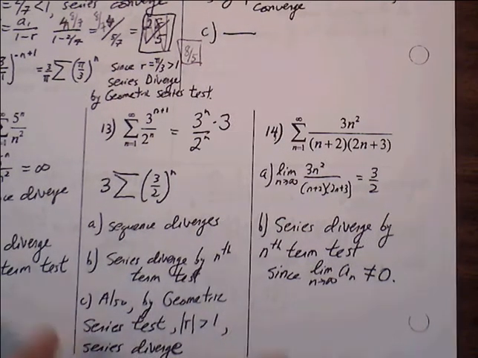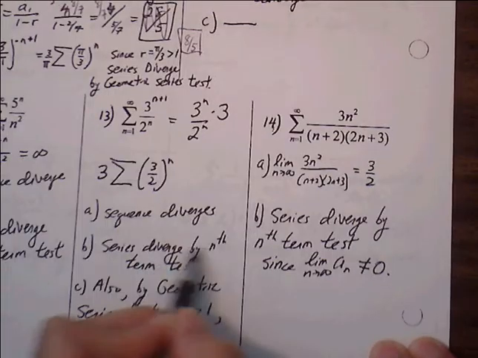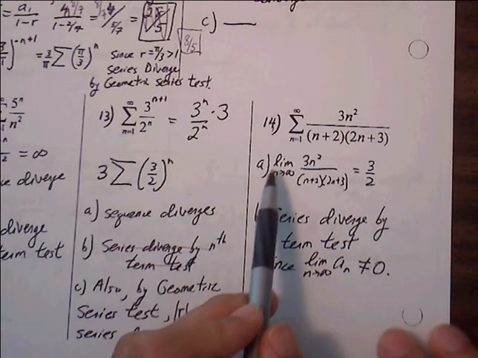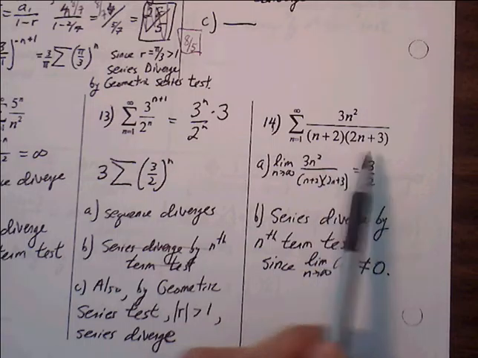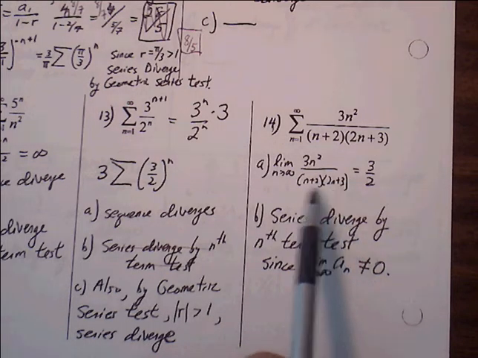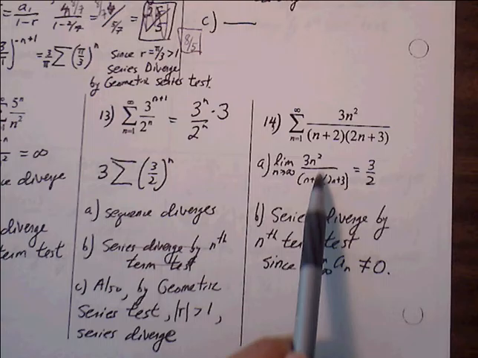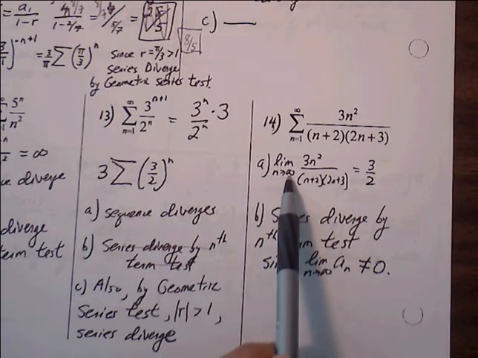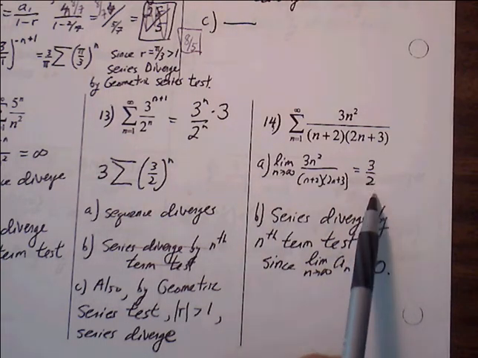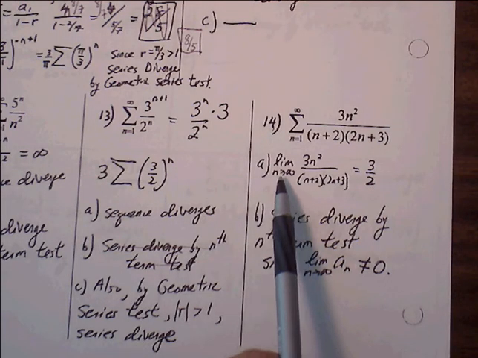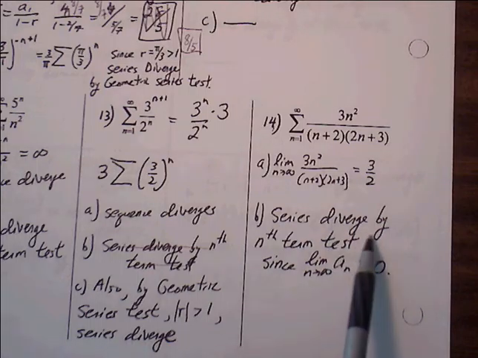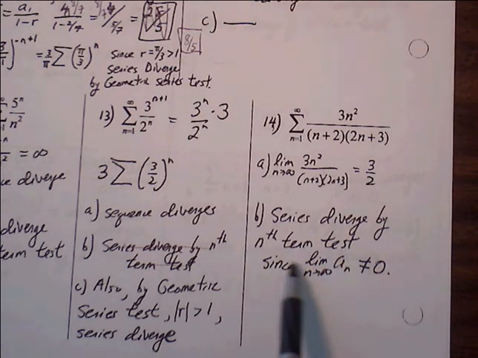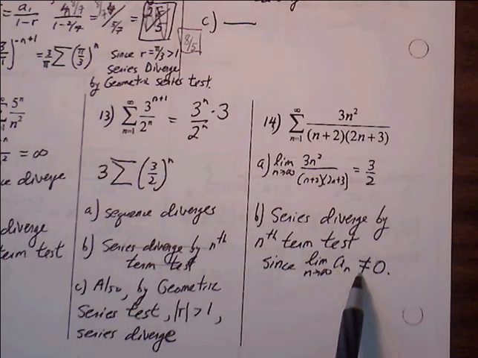Number 14 here, we have 3n squared over n plus 2 times 2n plus 3. If I expand this out, I see that the degrees will match, so the limit as n approaches infinity will just be 3/2. So the sequence will converge to 3/2. However, because the limit of the rule of the sequence does not equal 0, we can say that the series diverges by the nth term test.